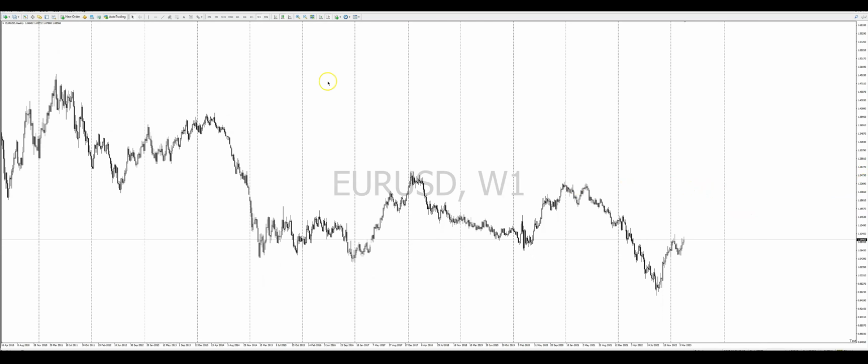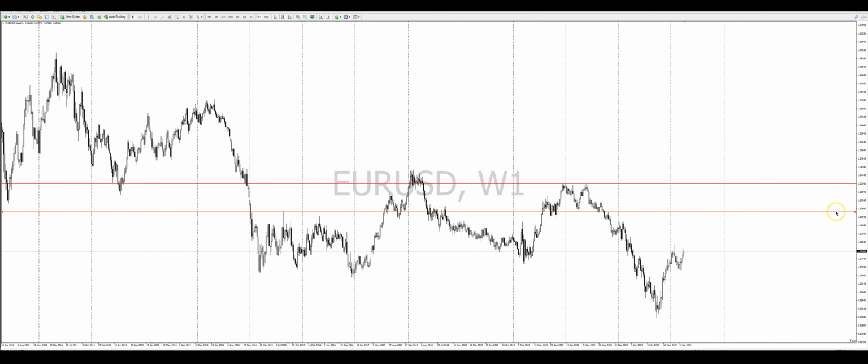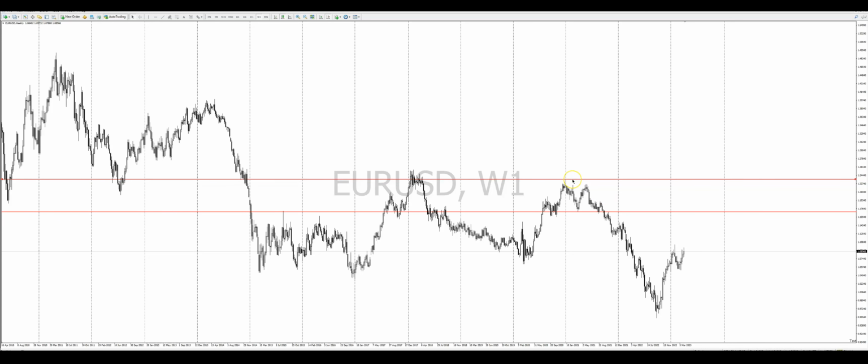Okay, so first thing you want to do is mark off your obvious levels. The first obvious level would be here, because price came up to this level right here and it reversed. Price came up again and it reversed. The next level that I see would be here, right? And I always mark my support and resistance levels at the highs and lows of the zones or the candles.